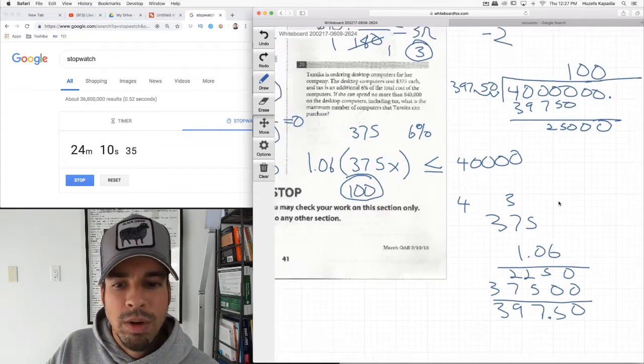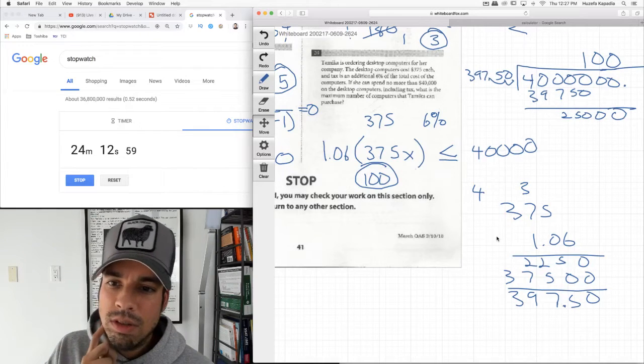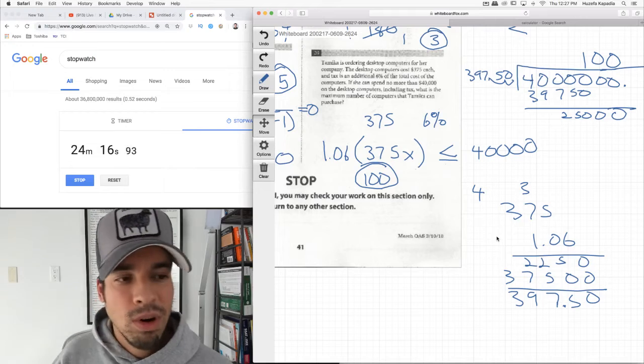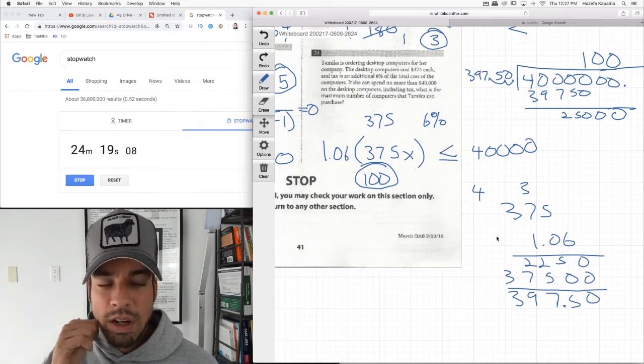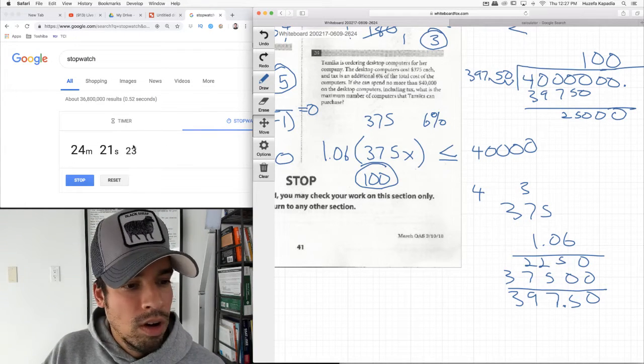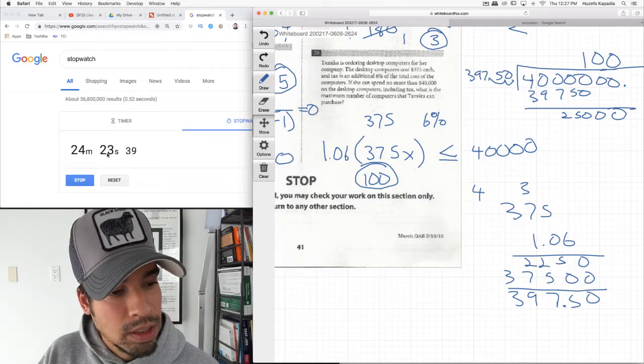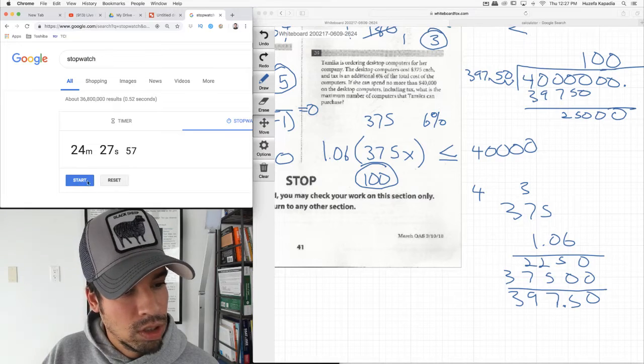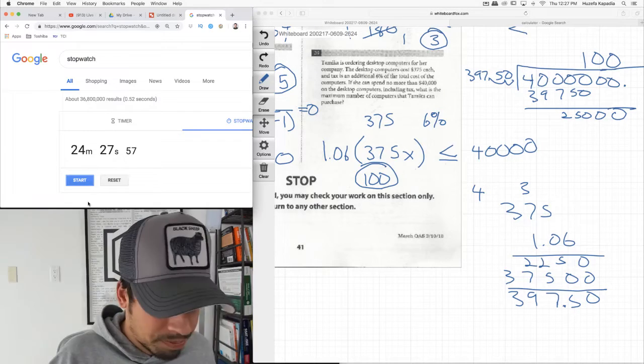If you're running out of time, you could have estimated and said it's a little under 40,000. That's probably the strategy. It's just barely under 400, so it's probably 100 computers. Okay, just under the wire, 40 seconds remaining, and I'm going to stop the timer. I'm not going to review anything. Let's go straight to the answers and see how we did.